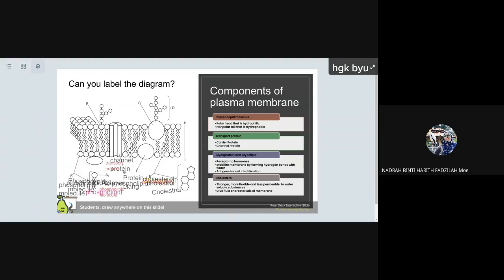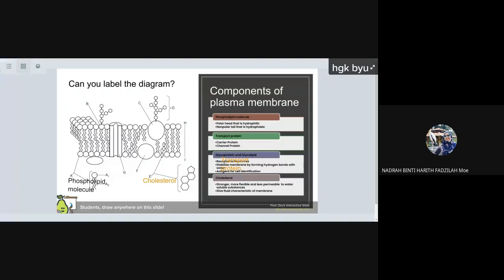Okay, Alhamdulillah. Let's see here for phospholipid molecule. Okay, phospholipid molecule macam Adawiyah cadangkan ni. Okay, the way you label is very good. A is phospholipid molecule where the A1 and A2, A1 dengan A2 tu apa? Labelkan dekat situ kan. A1 tu is what component of the phospholipid molecule, A2 tu is what component of the phospholipid molecule. Okay, very good.